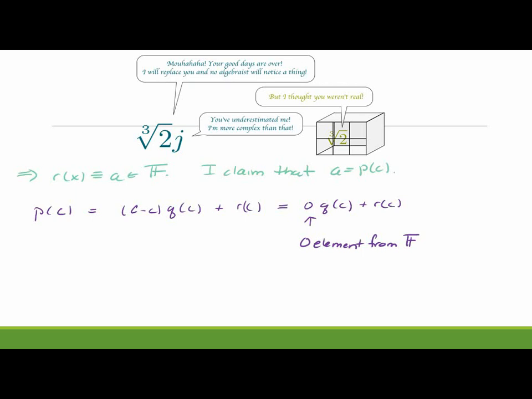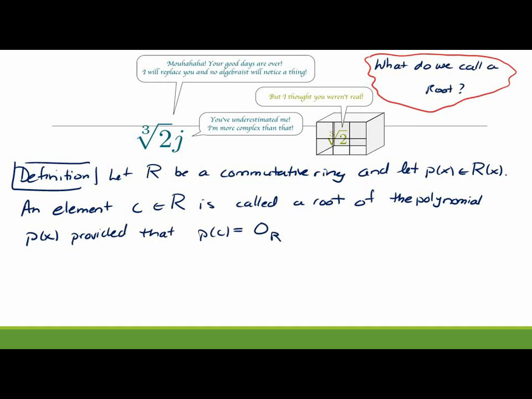How do you get that? Well, you just plug in c, and you get p at c is equal to r of c. So that r of c is p of c. Well, it's a constant, so that constant term is p of c. Wish all proofs could be like that.